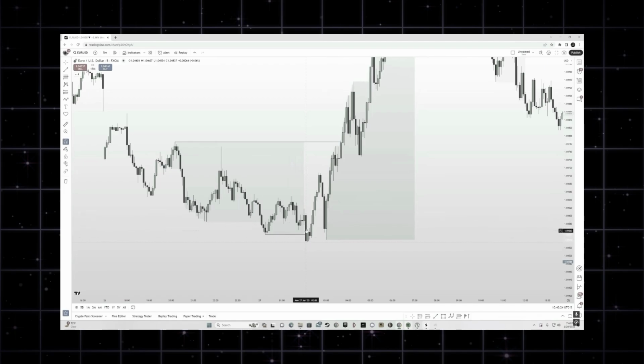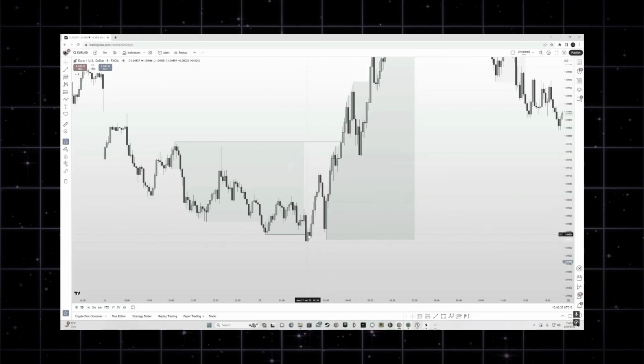So what happens during the manipulation window, right? From 2 a.m. till 3 a.m., we take out the Asia low. Very simple stuff. And then you can see we have a market structure shift with a very clean displacement over here.